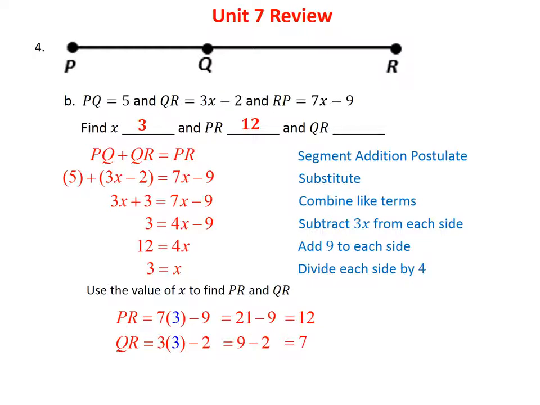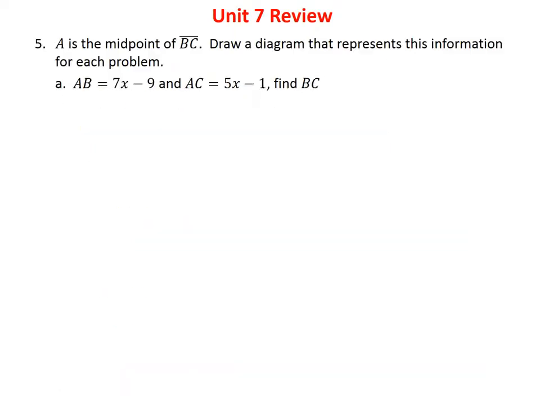And how could we check these again? See if the two smaller segments add up to the longer one. So notice again, 5 plus 7 equals 12. Remember again that I put the 5 here because they gave us PQ as 5. And so we got this one correct.